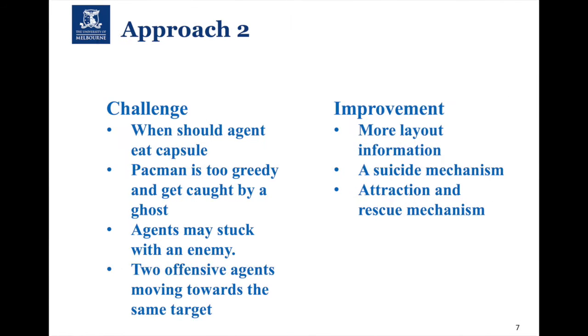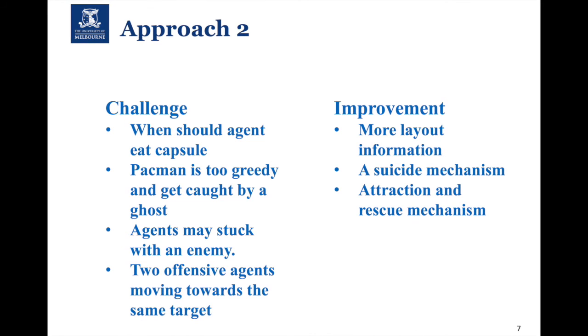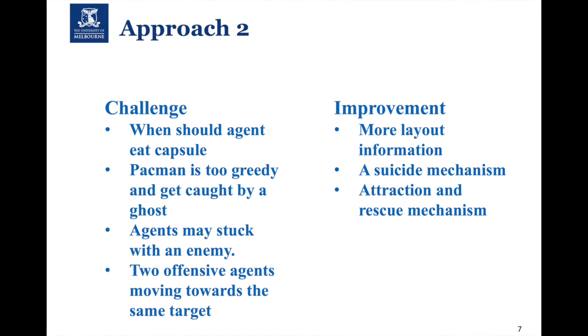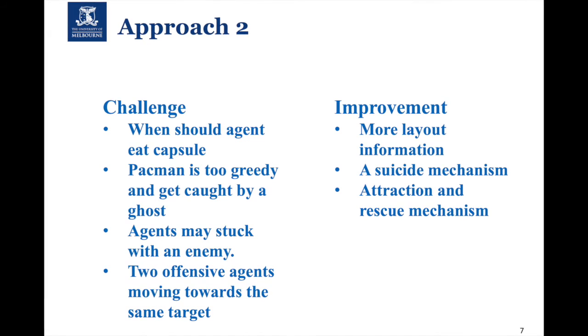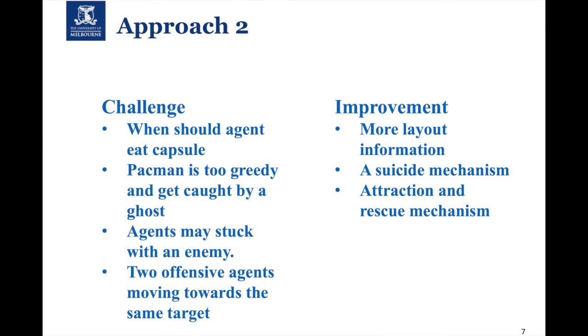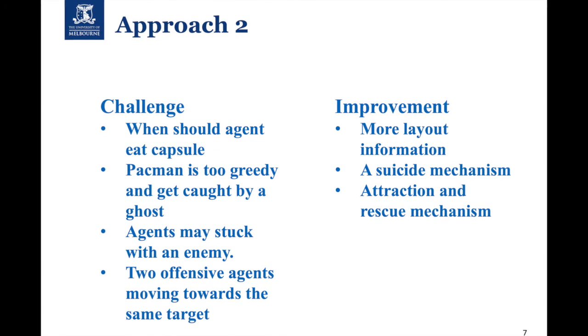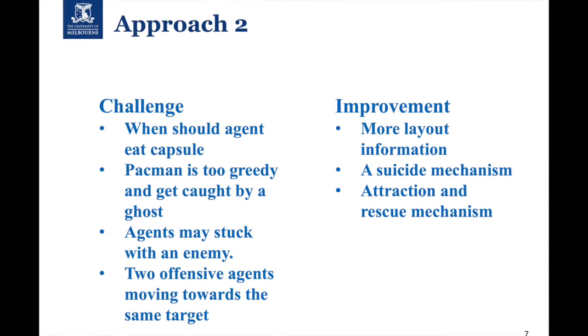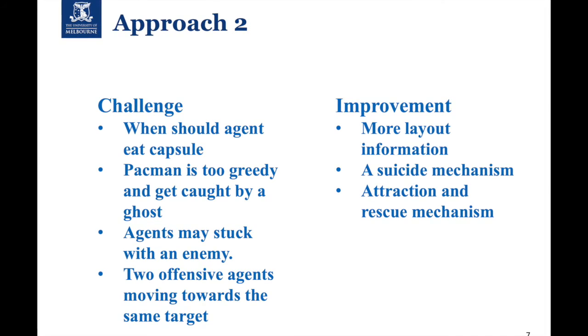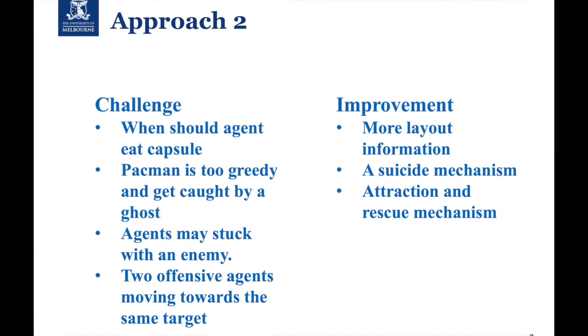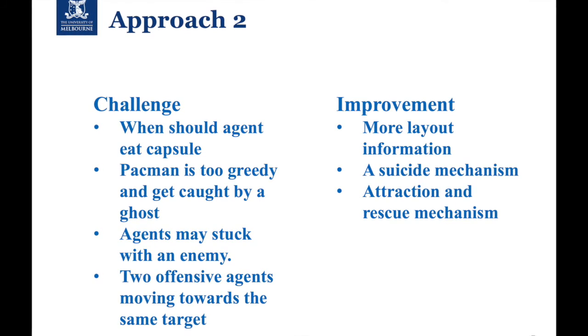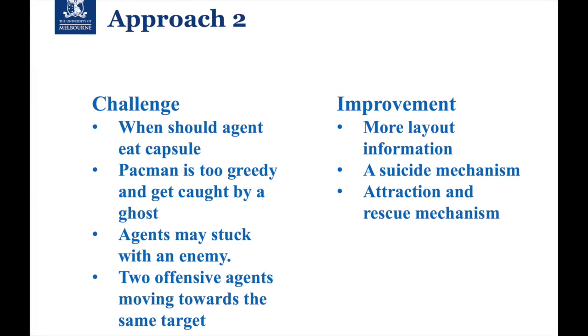The first one is that Pac-Man will eat a capsule when there's no ghost chasing him, which is totally unnecessary. The second one is that Pac-Man is too greedy and gets caught by a ghost. The third one is that Pac-Man might get stuck with the enemy, which means just keep moving forward and backward. The fourth one is that there are 2 offensive agents moving towards the same target, which is not efficient enough. Therefore, we apply a decision tree to handle the challenges.